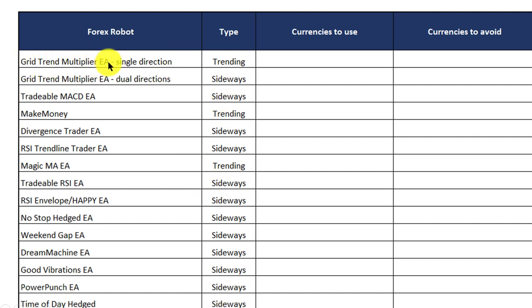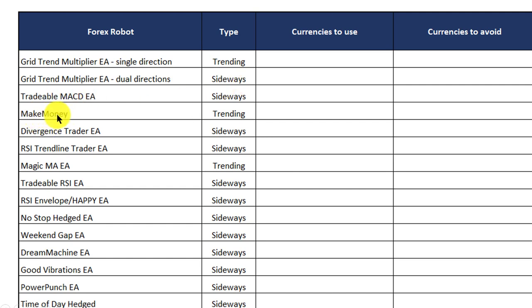The grid trend multiplier is a grid trading EA, but if it goes in a single direction, then it's wanting to trend, and then it's a trending EA. If, however, it has dual directions, if you're in a buy and a sell at the same time, it wants to trade sideways to make money, so then it becomes a sideways EA. The tradable MACD I mentioned already is a sideways one.